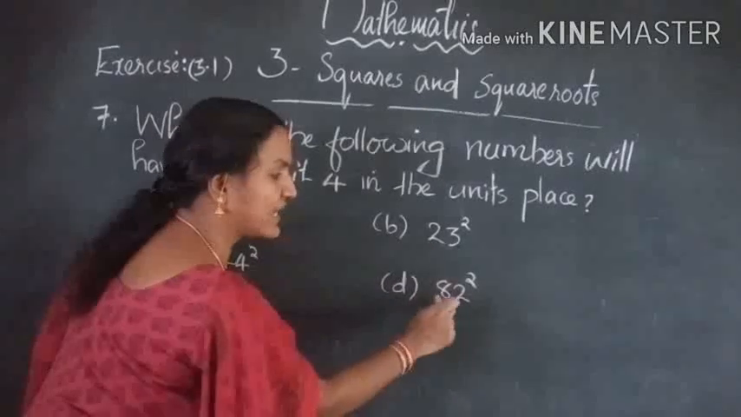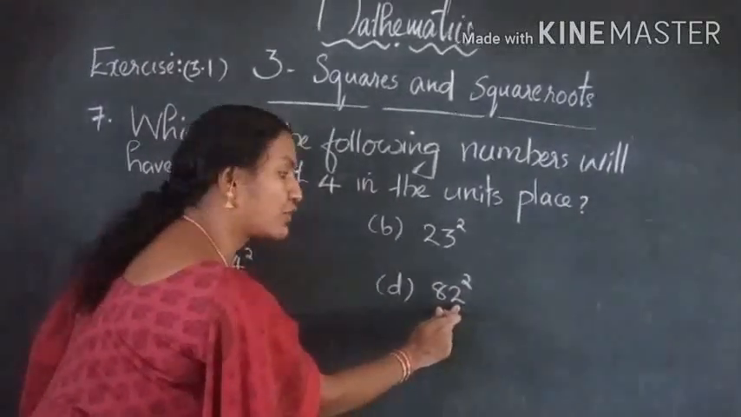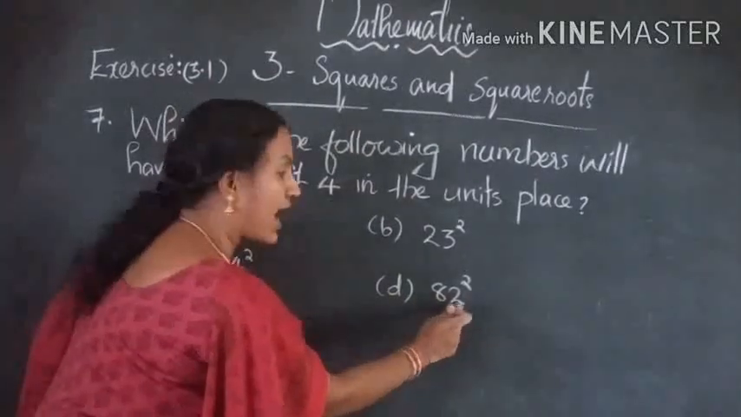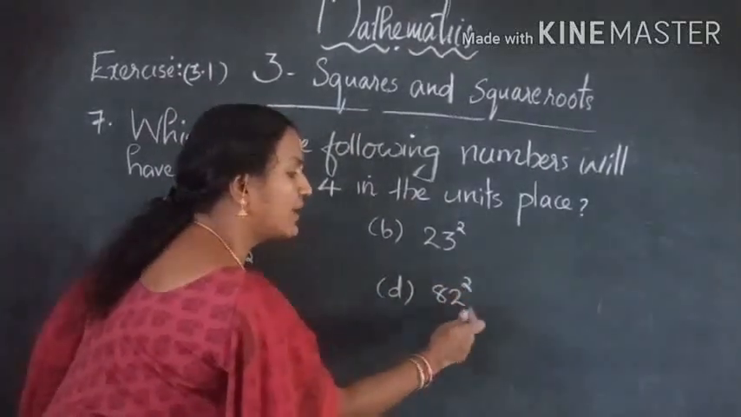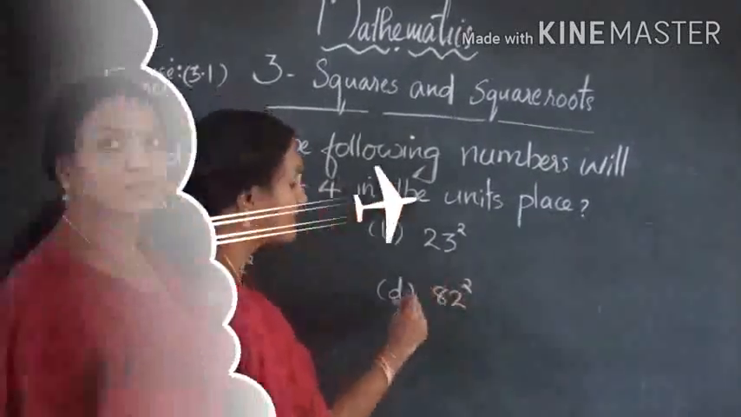In option D, 82 square. 82 is a 2-digit number. The digit in the unit place is 2. The square of 2 is 4, and the square of 82 also has 4 in the unit place. So this is the answer.